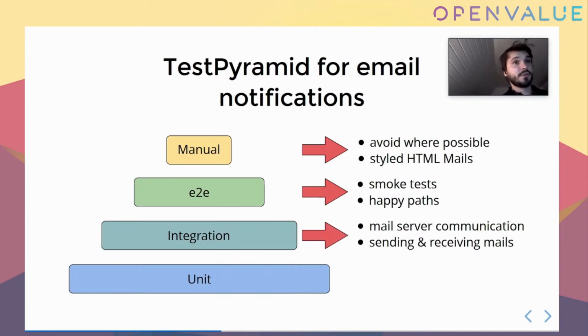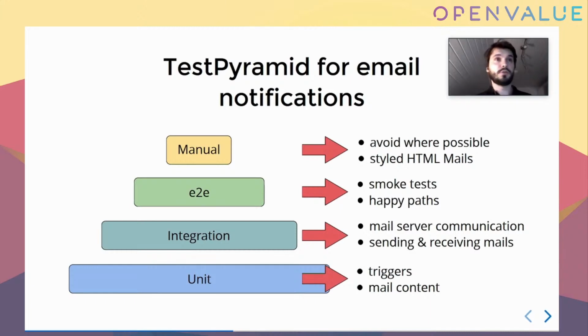Integration tests check the integration of multiple components. For example, in email context, it's the communication with the mail server, which includes the sending and receiving of mails. In unit tests, you're testing single components only. And like we saw in the Casper example, that might be things like triggers or mail content. For example, a Casper trigger was triggering a mail after a purchase, and we want to ensure that this one's working.